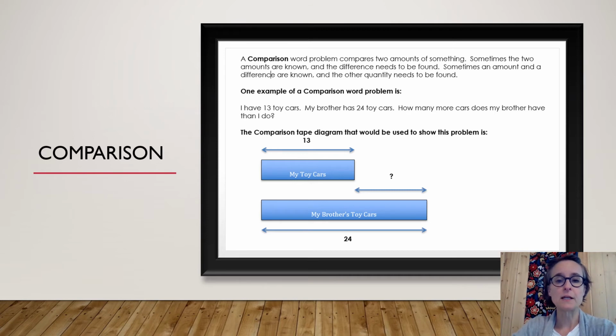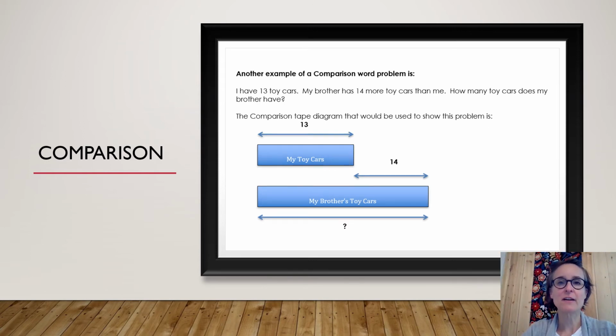I know that I have 13 toy cars. I also know that my brother has more cars than I do, so I made his bar bigger than mine. I also know how many cars he has. I know he has 24. What I don't know is the difference between our 2 amounts of cars. But after I draw this tape diagram, I know that if I take this large quantity or amount and I take away the part that is mine, I'm going to be left with the difference. So I'll solve this problem with subtraction.